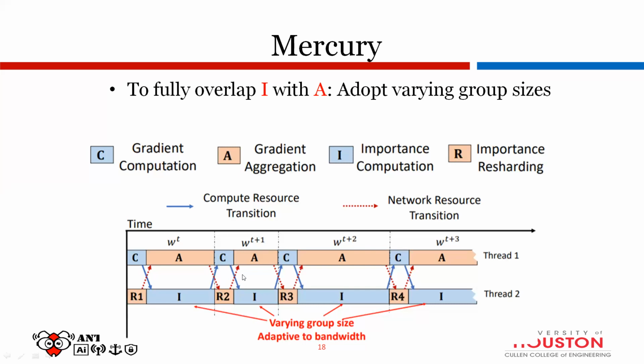Okay. But R1, R2, R3 is kind of fixed time, right? But for the I, you can adjust the group size to make it flexible. Yes. Okay.